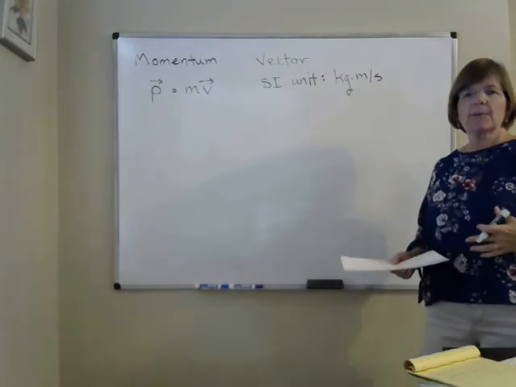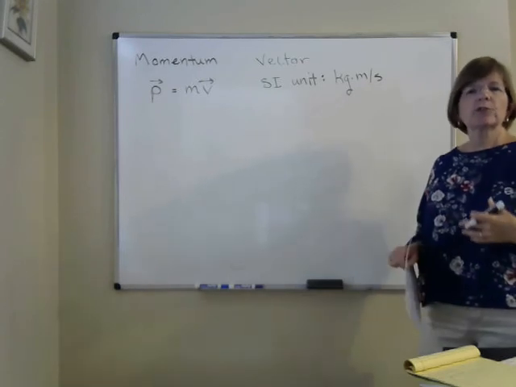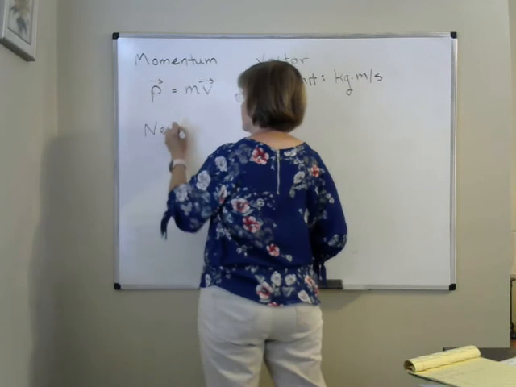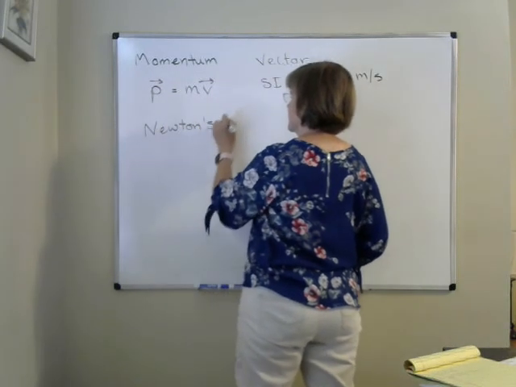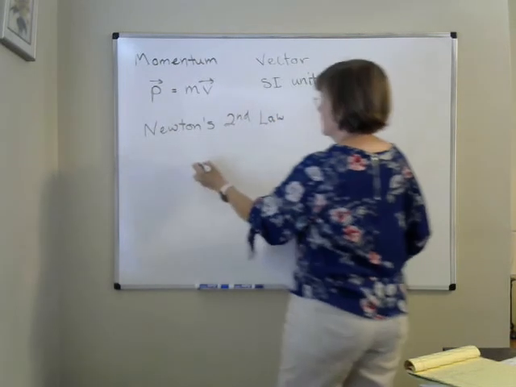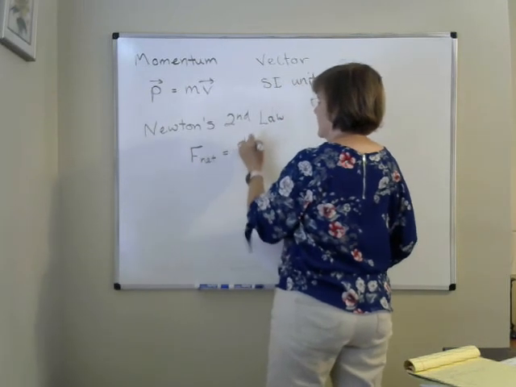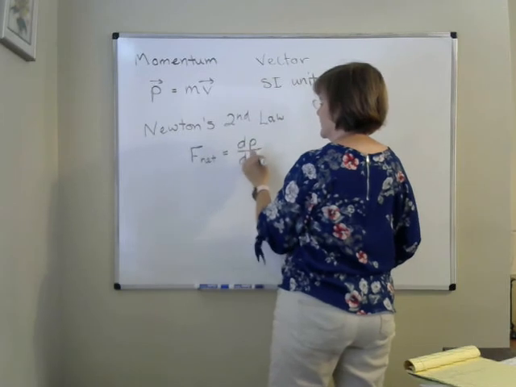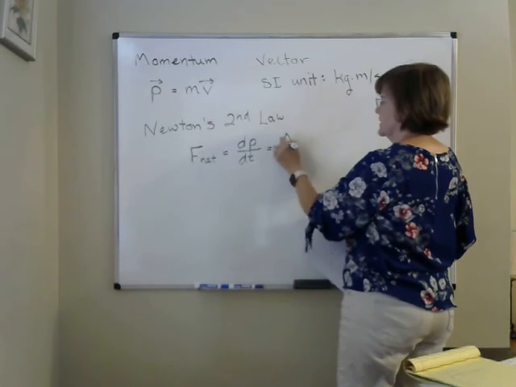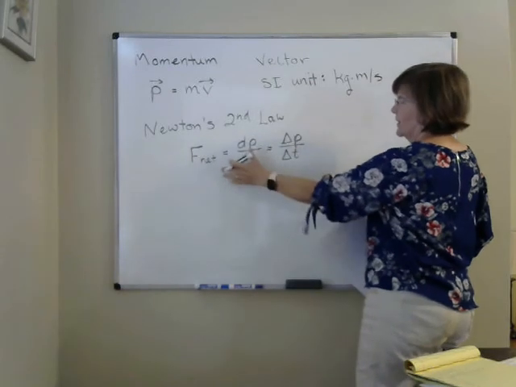One interesting aspect is that Newton's second law, that's F net equals ma, was originally defined in terms of momentum. He wrote it like this. The net force is the derivative of the momentum with respect to time. If we think in terms of an average momentum and a time interval, this looks like this. It is the change in momentum with respect to time. So that's how he defined it.